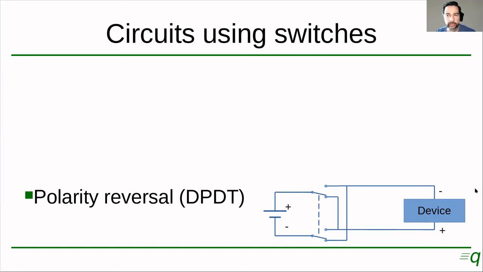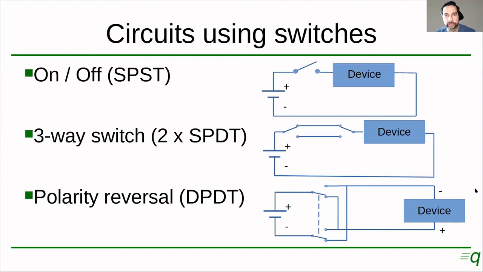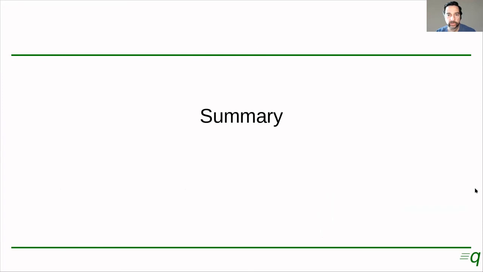So what's the usefulness of this? Well, when we see DC motors later, we see that the direction of rotation of the motor depends on the polarity. So this configuration could be used to make the motor turn in one direction or the other direction. All right. So these are all three circuits here.